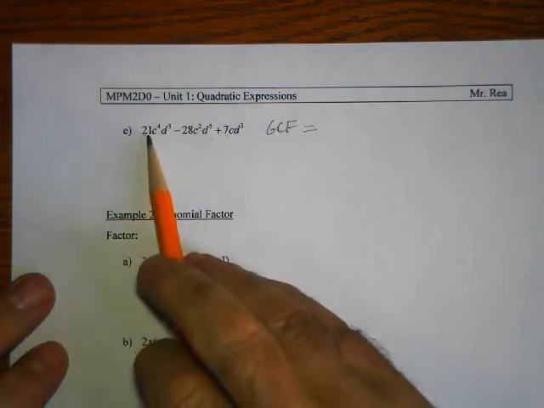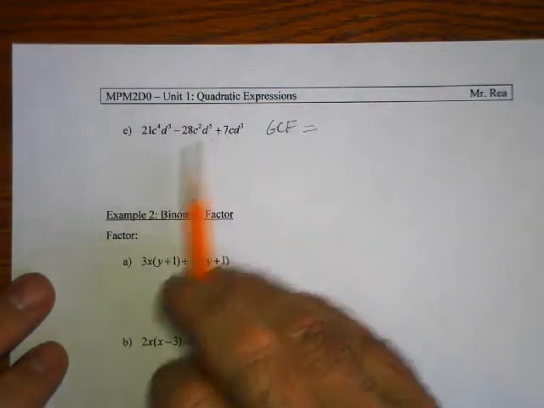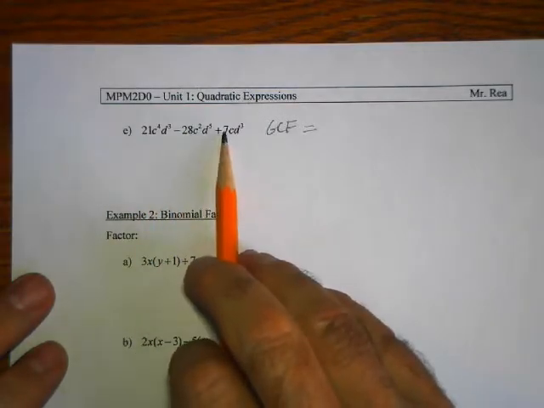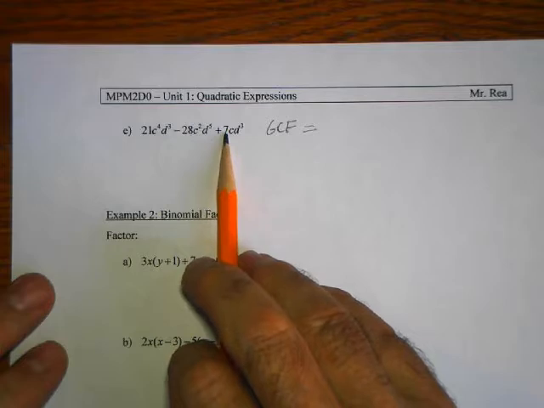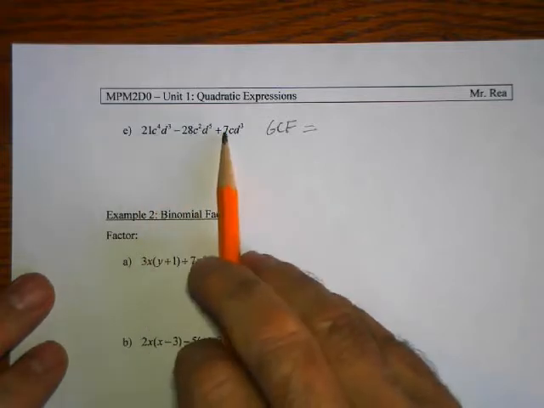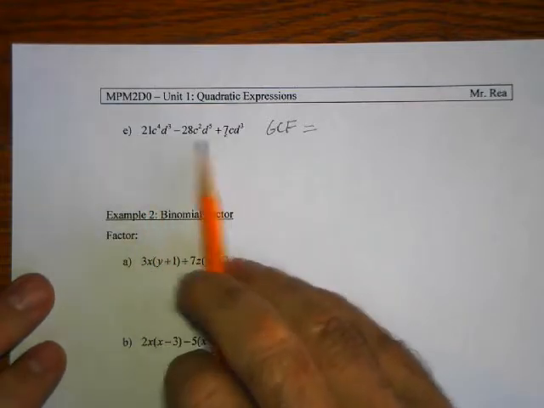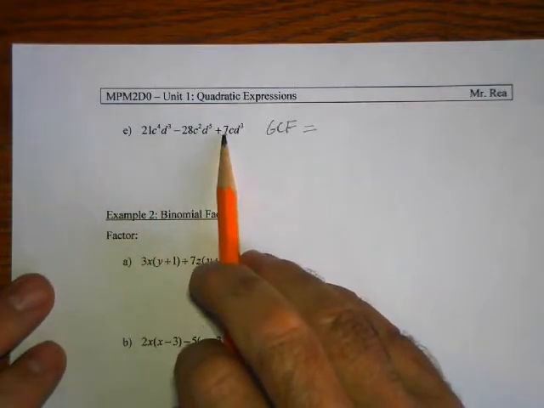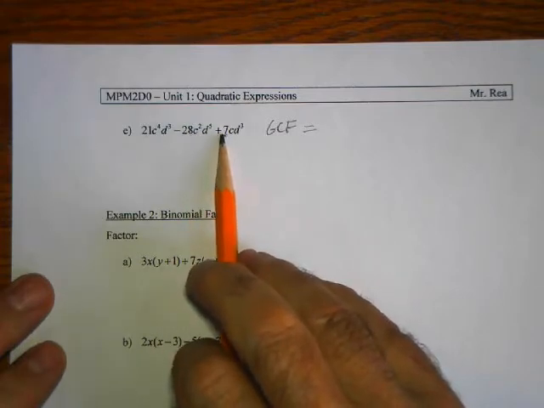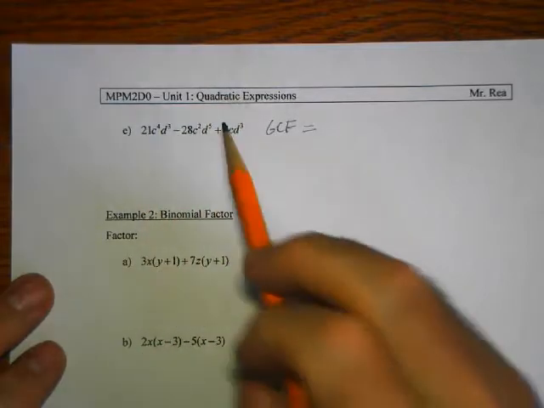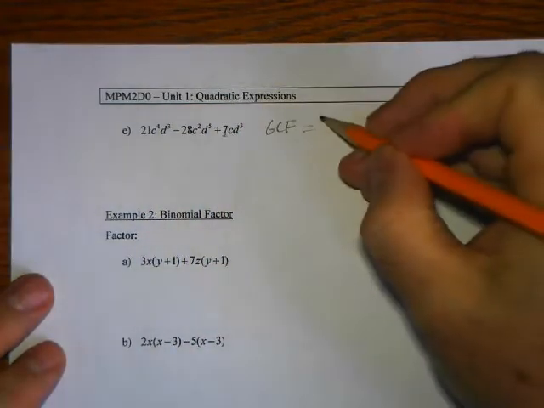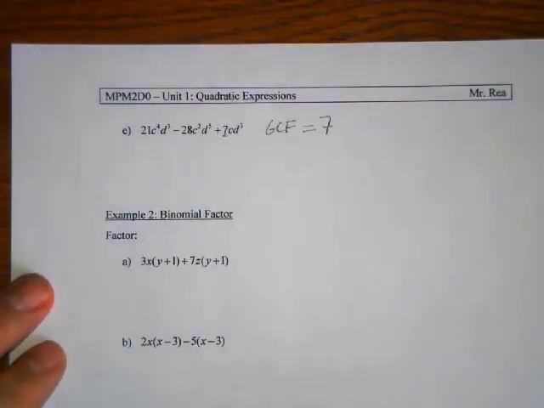Hopefully you can see that a 7 goes into each of these. And since 7 is the lowest of the 3 numbers, it definitely can't be higher than 7. So that's a good starting point. If you're not sure where to start guessing for the numerical part, it could never be higher than the lowest of the numbers that you're looking at. Since 7 does go in evenly, that definitely is the greatest number that you could use.